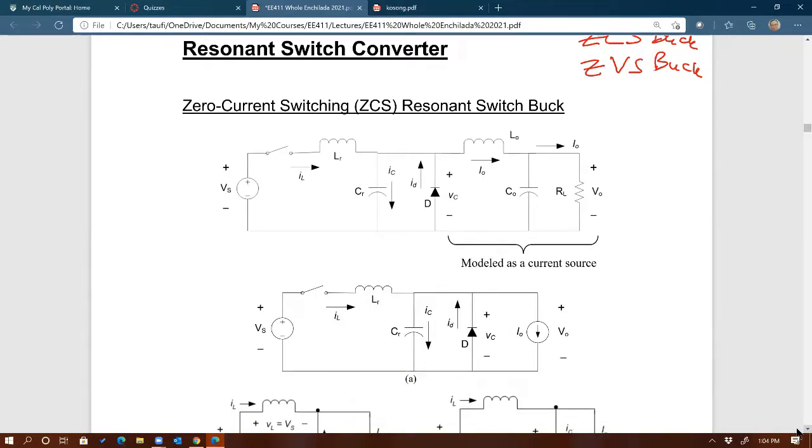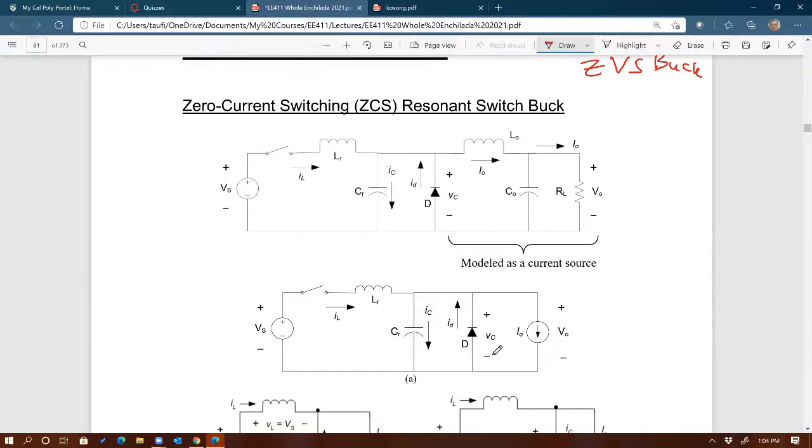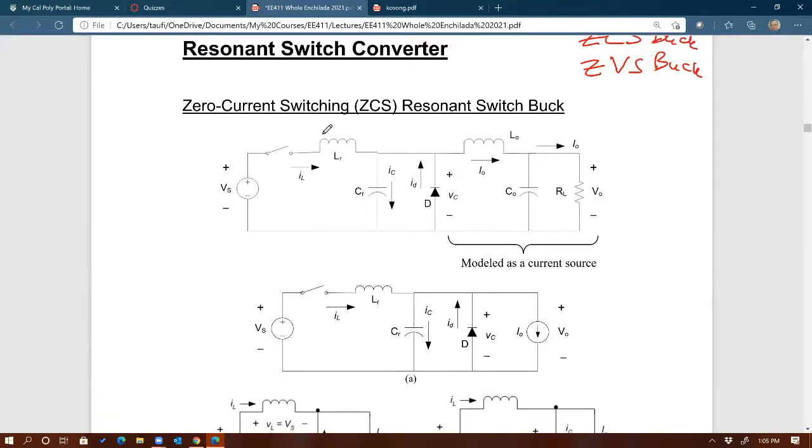Okay, this very first one is called the zero current switching resonant switch buck converter, right? It is a buck converter. From the transfer function point of view, we're going to derive it on Thursday. But if you look at the structure or circuit configuration, you can see this is a buck.